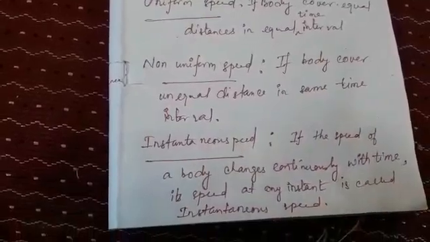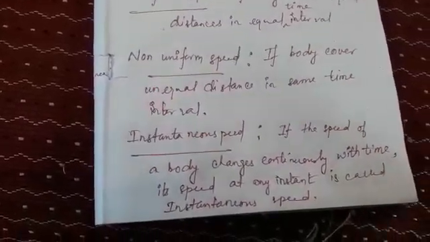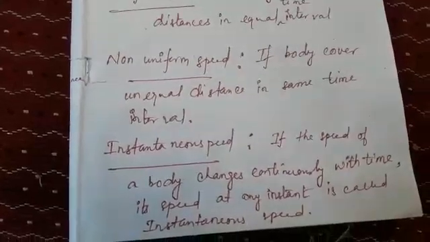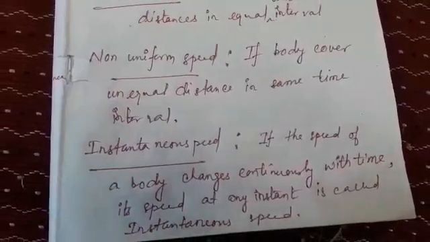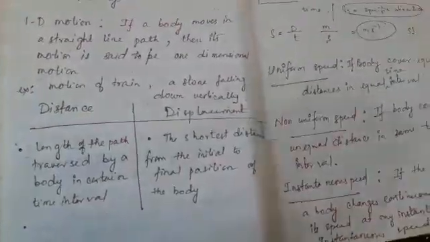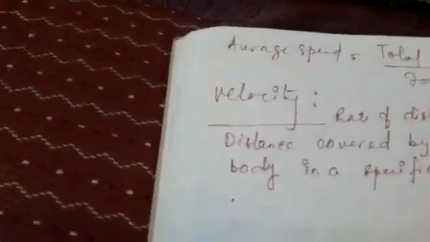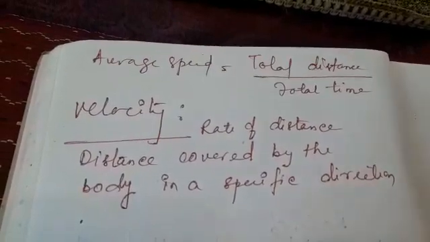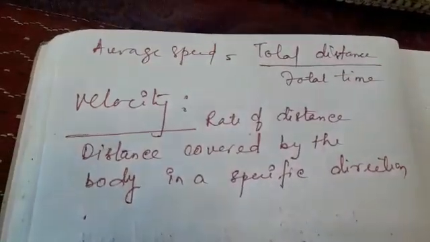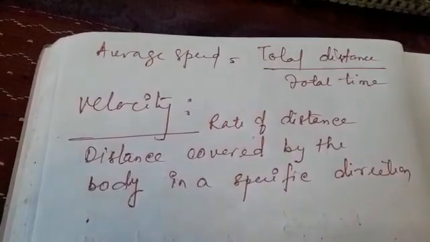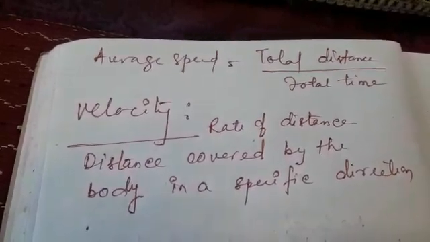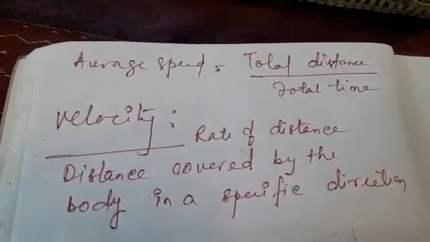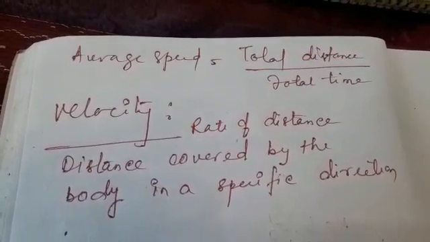Next is instantaneous speed. Now if the speed of a body changes continuously with time, then the speed at any particular instant is called instantaneous speed. Now what is average speed? Now suppose the body covered 2-3 distances, right? And obviously it will take some time to cover the respective distances. So average speed is nothing but the total distance traveled by the body divided by total time taken.